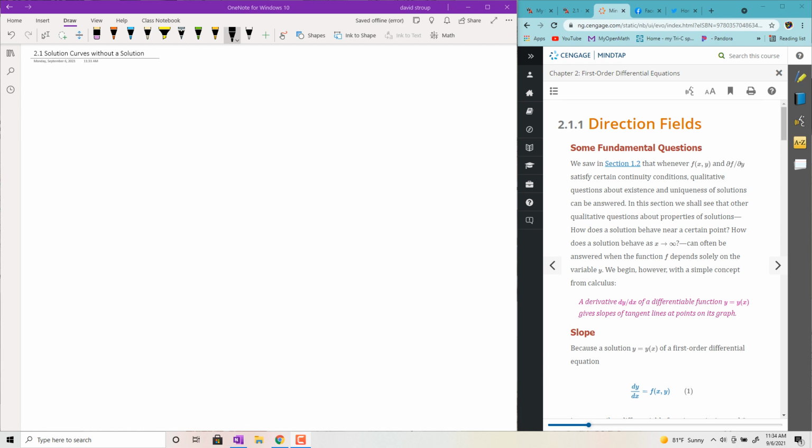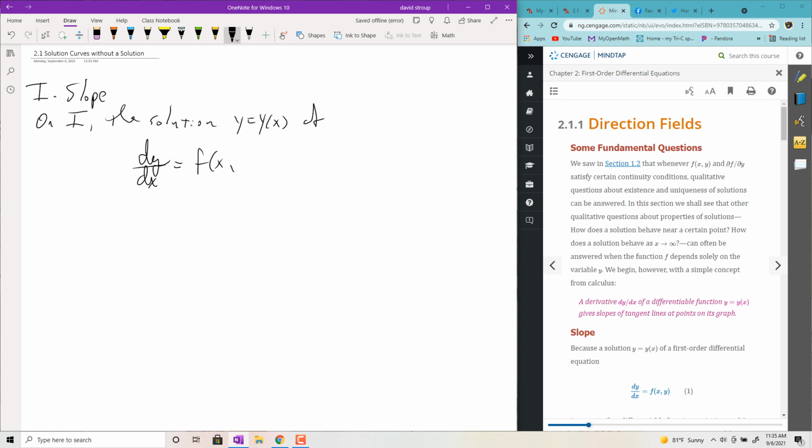So first, note that we can use these differential equations if they're in what they call the normal form. We can use that to determine the slopes of the solutions at any given point. So on some interval of definition I, the solution y equals y of x of the differential equation in the form dy over dx equals f of x, y, that thing will have no breaks and has tangent lines at each point.